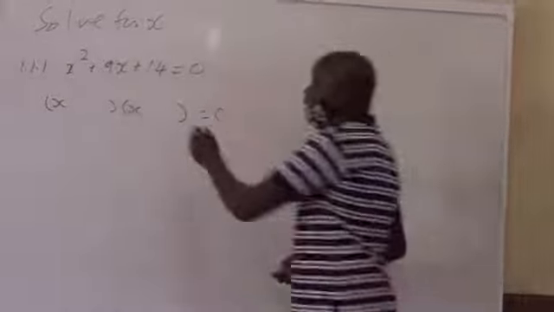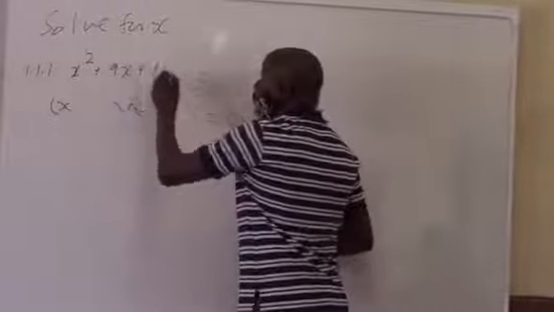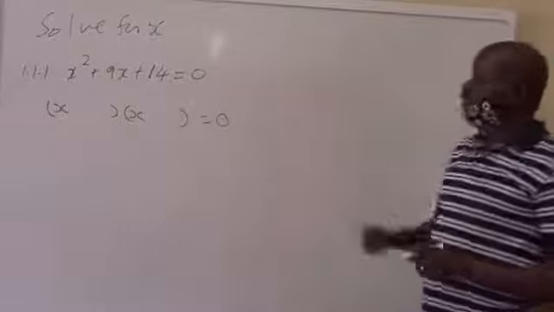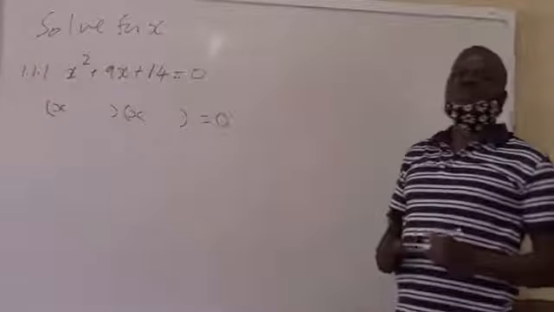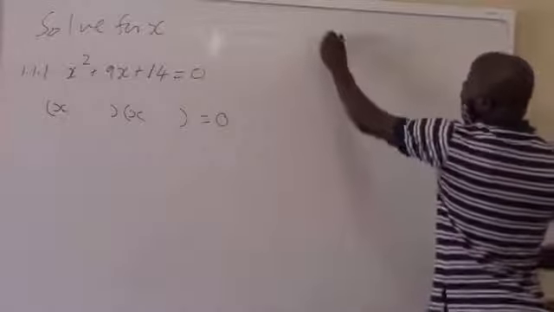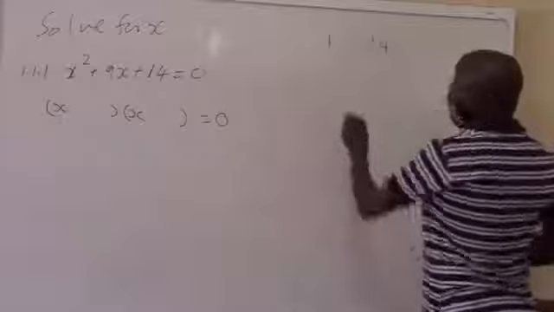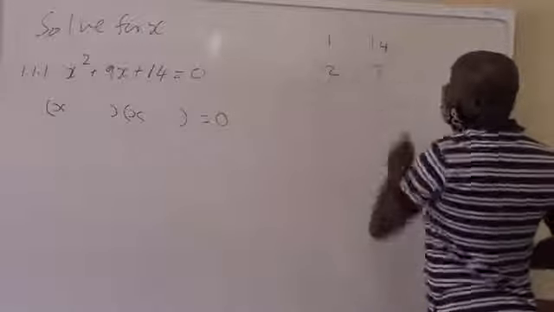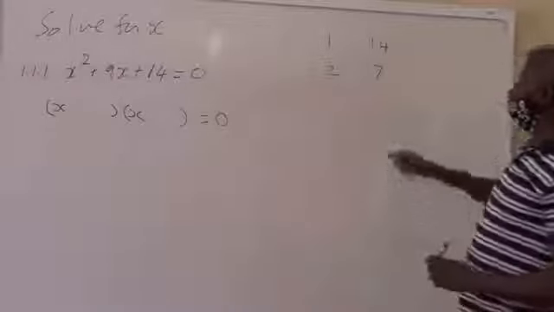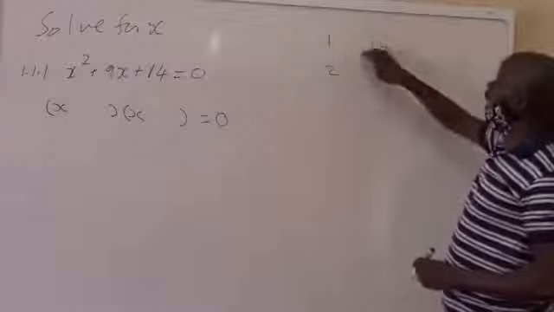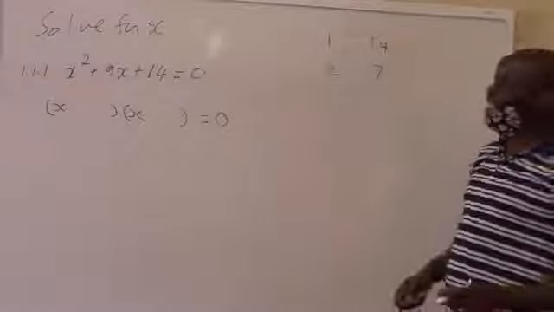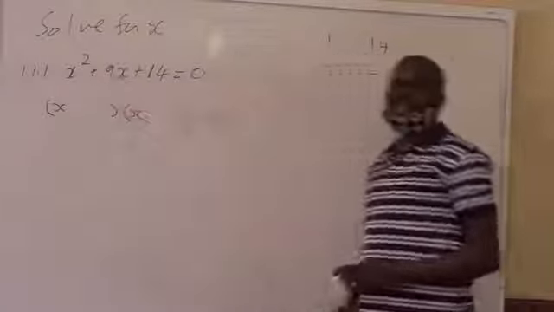The ones we now need to find, which when we add give us the middle term, are the factors of the last term, which happens to be 14. If we look at the factors of 14 in pairs, we have 1 and 14. We also have 2 and 7. Those are the factors we have for the last term. If we add 1 and 14, it gives us 15. But when we say 14 minus 1, it gives us 13. So it won't give us the middle term.